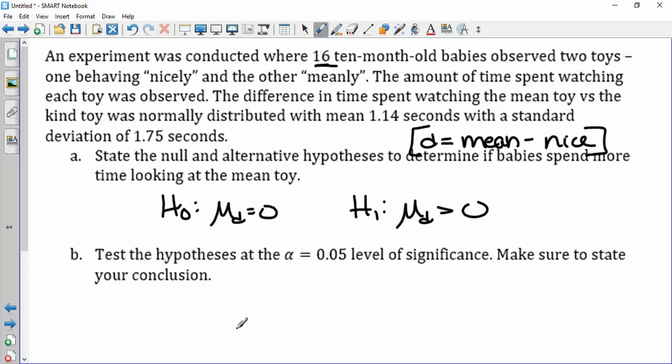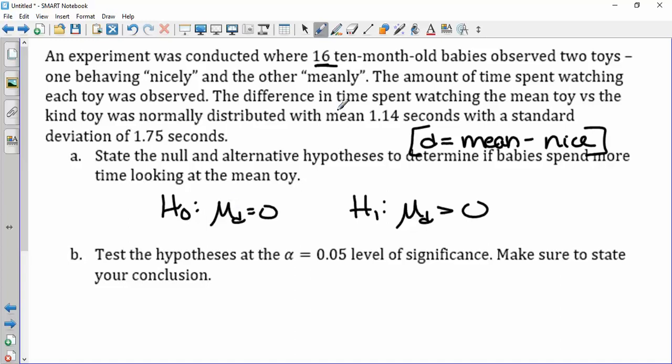All right, let's test this. So we go to our calculator. What test am I going to do? Do we have 2 samples or 1 sample? One, if we're looking at the difference, we're only looking at the 1. So we're just going to go to the regular t-test. Am I basing off data or stats? Stats. The mean of the null hypothesis is 0.